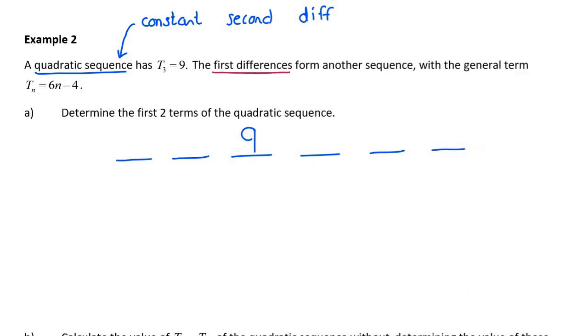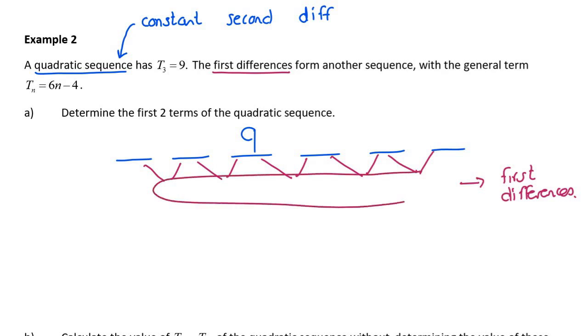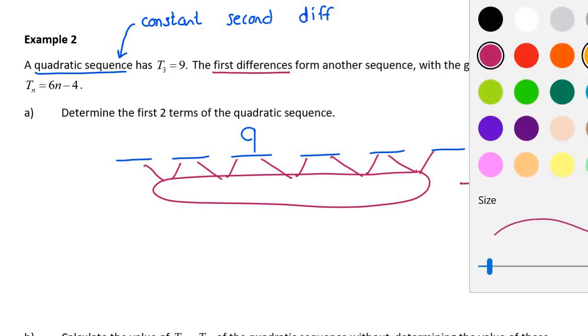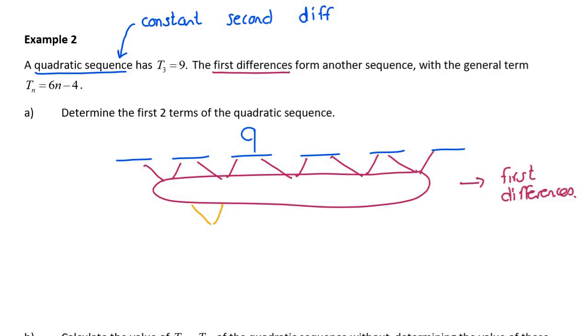Now, this is the part that makes this a nice question. The first differences. So if I could work out these differences, these are called the first differences. Now, this question says, these first differences form another sequence. Now, this is a really important concept for us. Why would these differences form their own sequence? Because if I went on and found a second difference, this second difference would be constant. And that would mean it would be the first difference of this sequence of first differences.